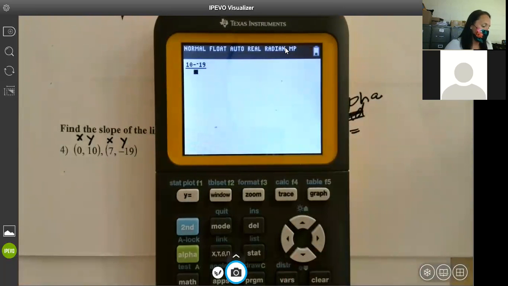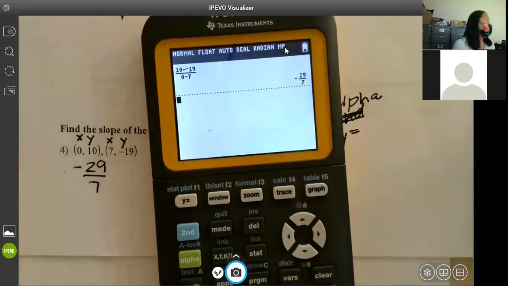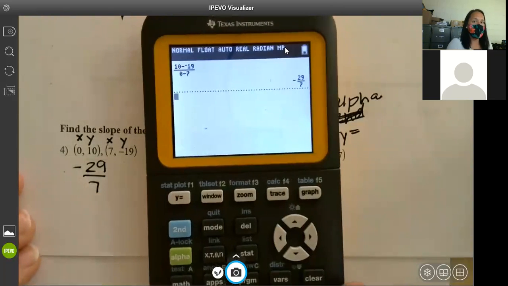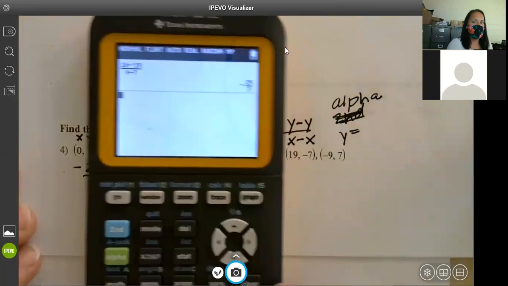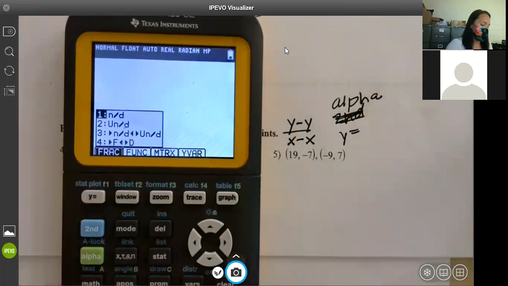On the bottom, what are your x's? 0 minus 7. When you hit enter, it'll give you your fraction. So your slope is -29 over 7. That's all you have to do. Your calculator will do it for you. All right. So again, the buttons that I do are alpha, y equals, and we hit enter.